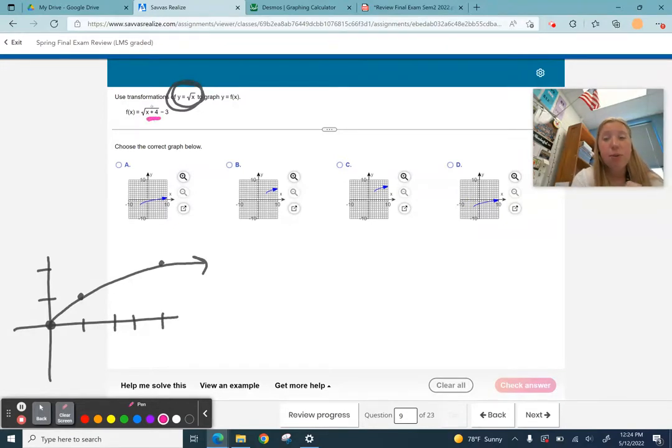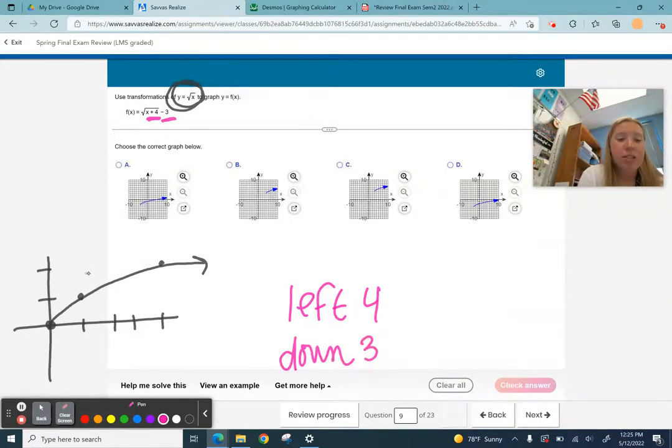This plus 4 is attached to my x value. That means I'm moving the shape of this graph left 4. This minus 3 means that I'm moving my function down 3. So I'm looking for something that shifted this way and shifted this way. And the only one, well, actually, it could be A or D.